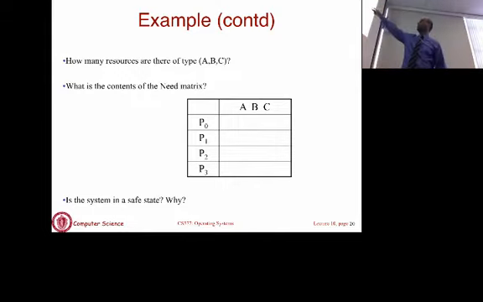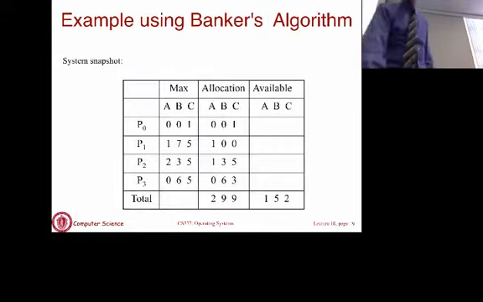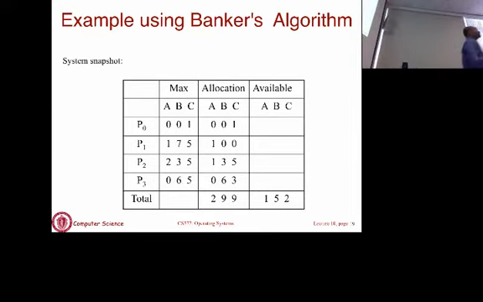The second question is, what is the content of the need matrix, which is how many more resources could each process possibly ask for? Again, if you look at this matrix, you should be able to figure out, given what you said you would ask for and what you currently have in hand, what more could you ask for.